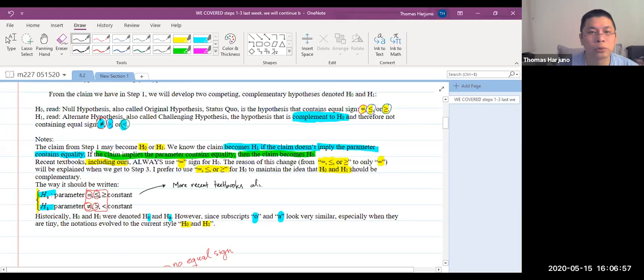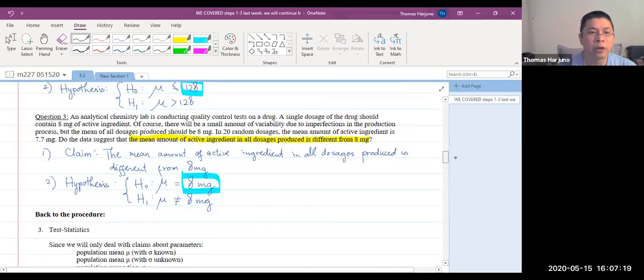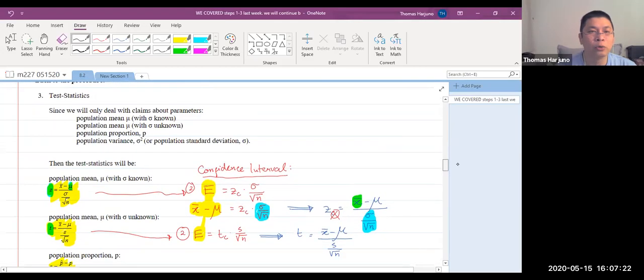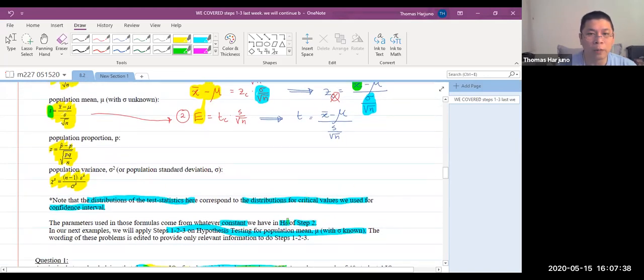always use an equal sign in their null hypothesis. Now, they have their own reason though. The reason they do that is because when they do their step 3, whatever they have in their null hypothesis is the one they use for the parameter. Whatever they use for the null hypothesis, that's what they use for their parameter.